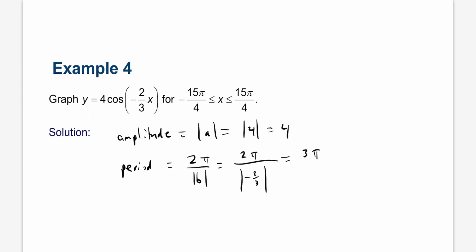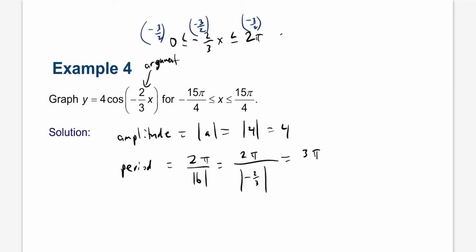All right, and now we put our argument. This is your argument between 0 and 2 pi. And then you can solve for x by multiplying by the reciprocal, -3/2, -3/2 all the way across. So you're going to end up with 0 less than or equal to x less than or equal to negative 3 pi. Yeah, -3 pi.